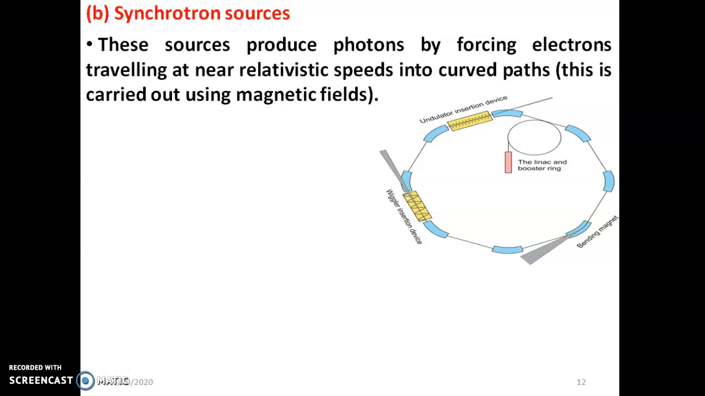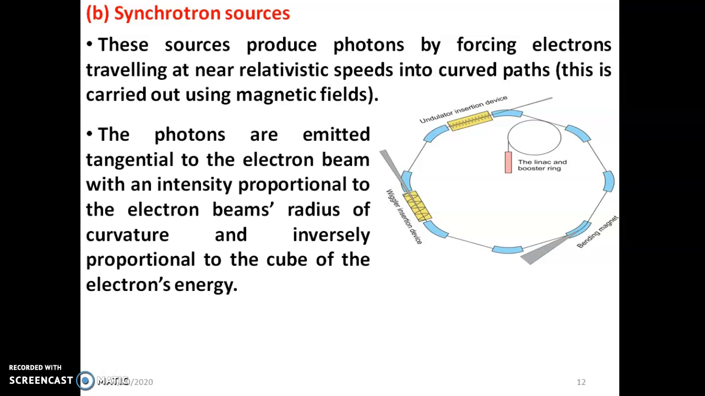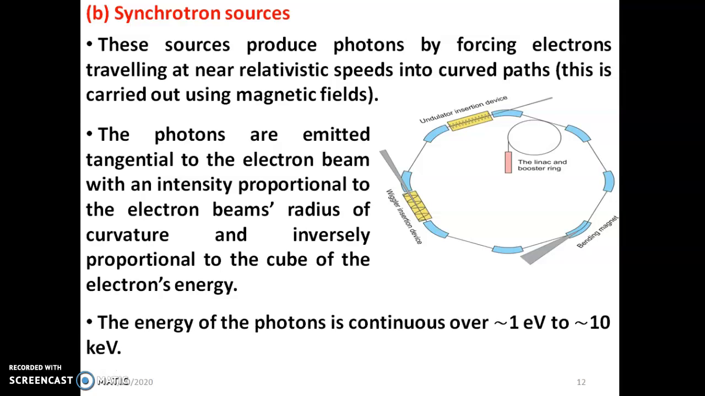Now, the intensity of X-ray depends upon the radius of curvature of diversion of the path, and it is also inversely proportional to the cube root of the energy of the electron. It means the more the energy of the electron, the less the intensity; and the more the diversion, the more the intensity of X-ray. And this X-ray has energy depending upon its diversion.